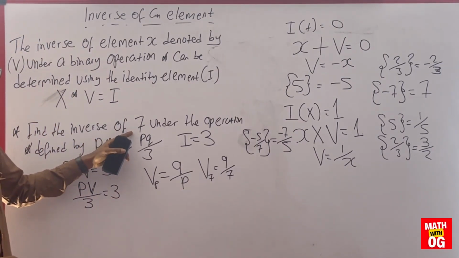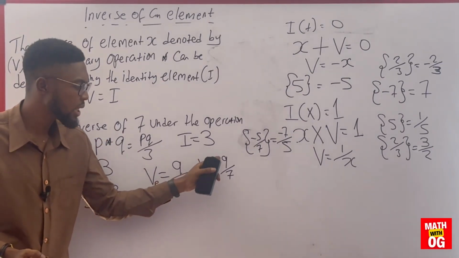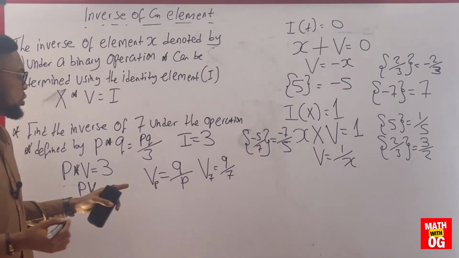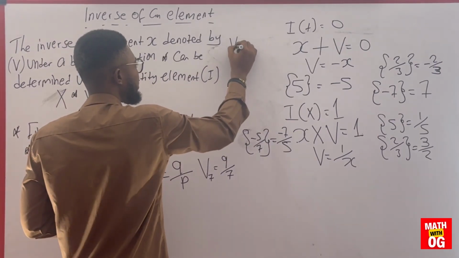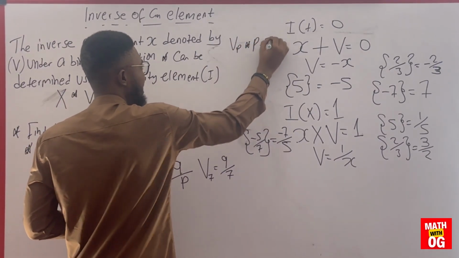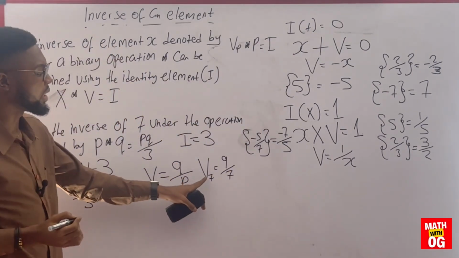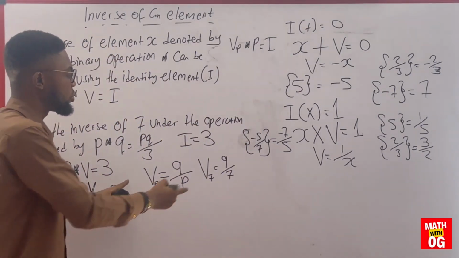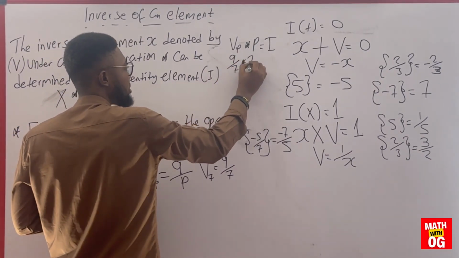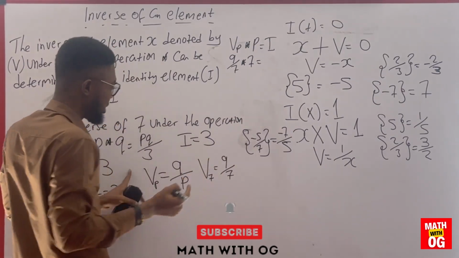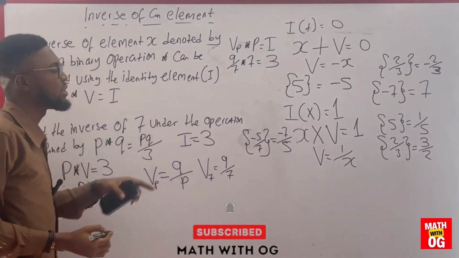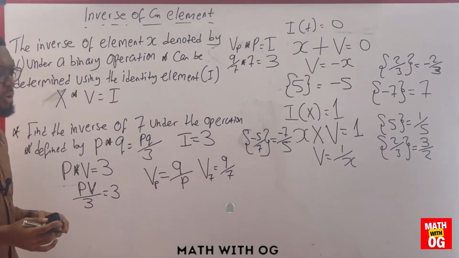What will be the inverse of 30? The inverse of 30 will be 9 all over 30. Now let's check if our answer is correct. We just said the inverse of P must operate on P to give me identity. So I'm working with the inverse of 7 and 7. So the inverse of 7, which is 9 over 7, must operate on 7 to give me identity. And what is the identity element? The identity element is 3.